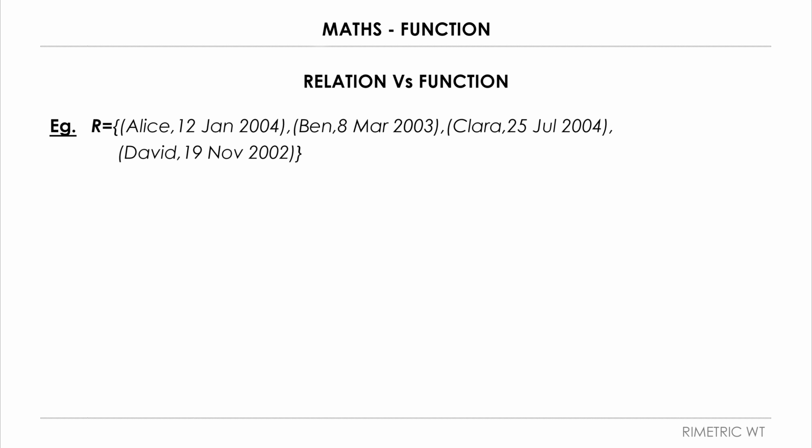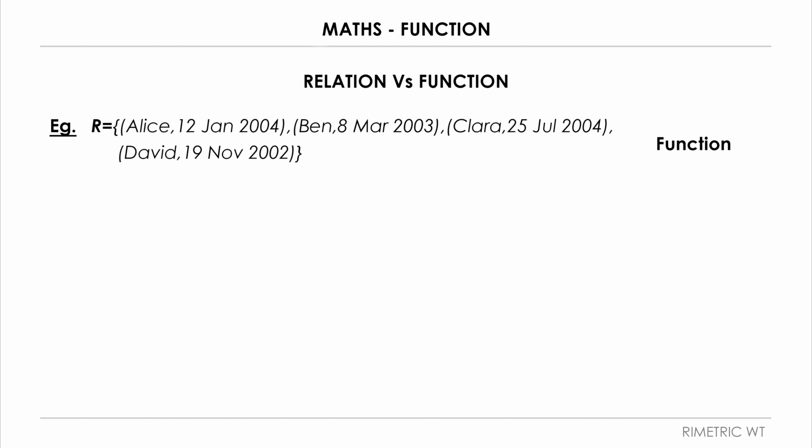The first relation is the set of students paired with their birth dates. Alice is born on January 12, 2004, Ben is born on March 8, 2003, and so on. This relation is a function because each student, which is the input in this case, has exactly one birth date as the output. In other words, no student in this relation has more than one birth date. Therefore, the relation of students paired with their birth dates is indeed a function.